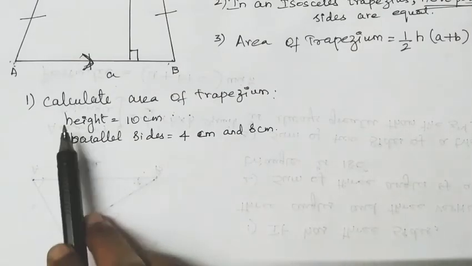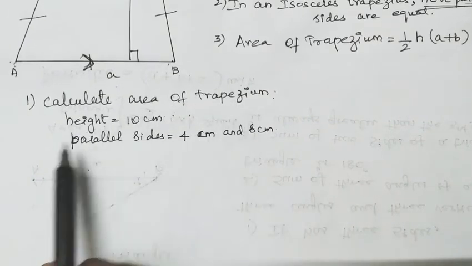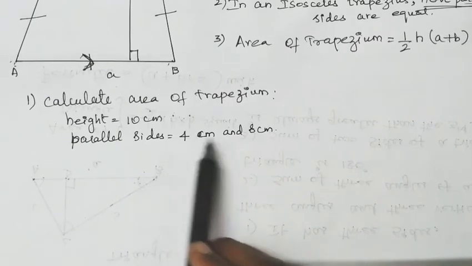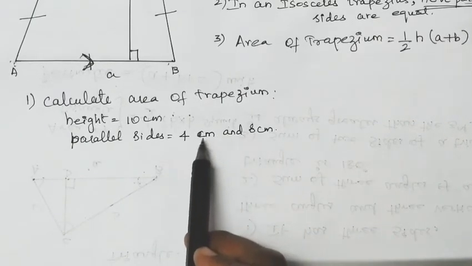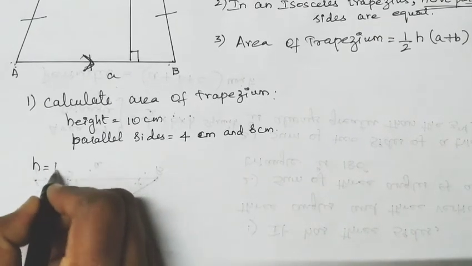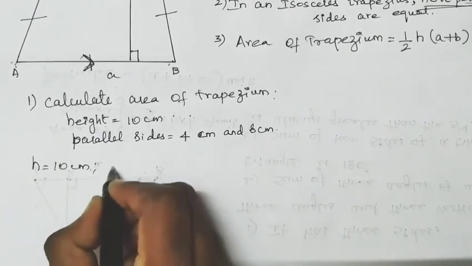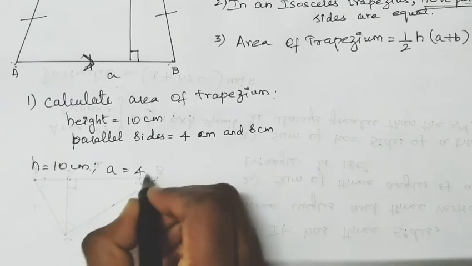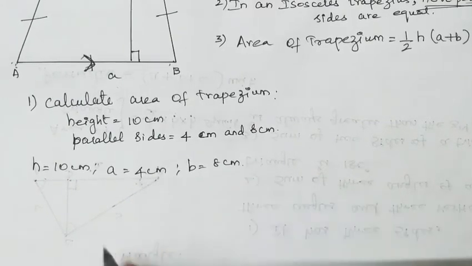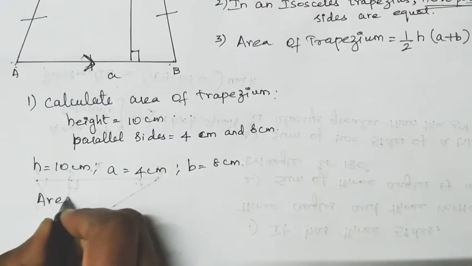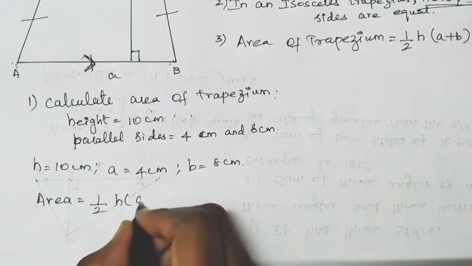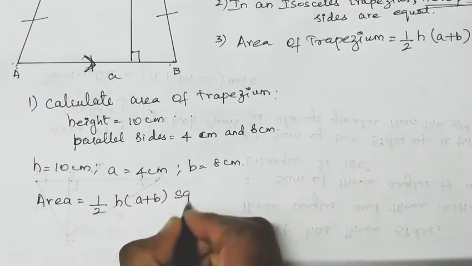Okay, now listen. Calculate area of trapezium. Height is given as 10 centimeter and the parallel sides 4 centimeter and 8 centimeter. That is A and B are given. So height is 10 centimeter. A we can take it as 4 centimeter and B 8 centimeter. We know the area of trapezium, right? The formula half into h into a plus b square units.